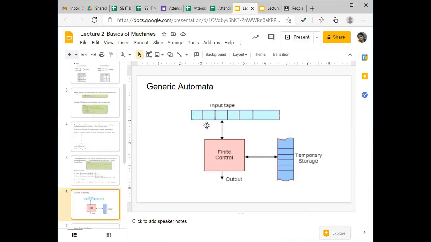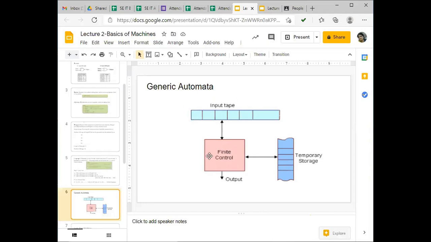It will read A, and it will go to the finite control. If storage is required, depending on the machine, it takes that and then gives the output. And then again, it goes to B, the next one. Done. Then it takes B, does the processing with the storage if required, and gives the output. Then it reads C, gives the output. Then reads D, gives the output. This is how the generic machine works; all the machines work this way. Only the algorithm and the temporary storage change depending on the machine.